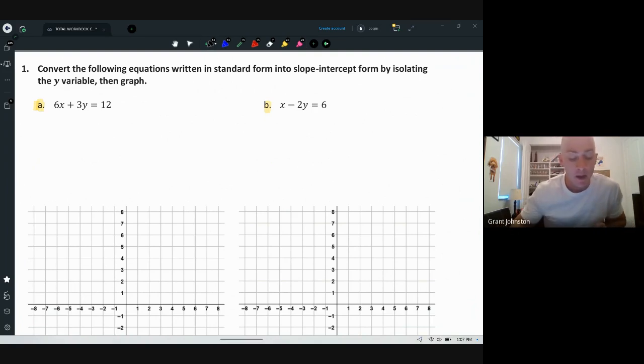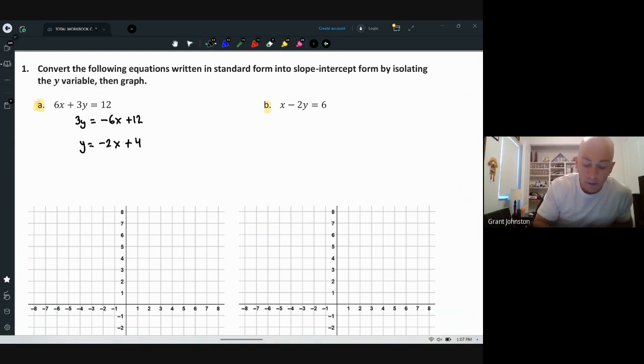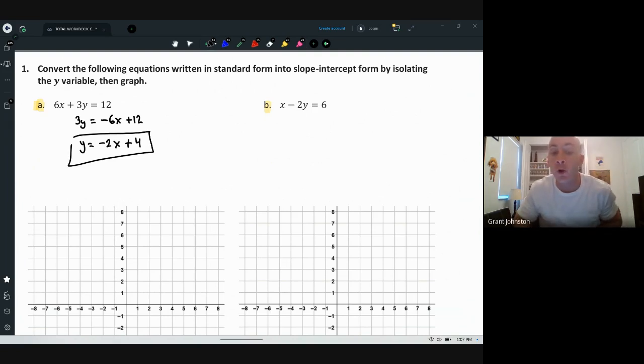You're solving for y. So on A, if I'm solving for y, I would subtract 6x from both sides. So I'm going to have 3y, and then a negative 6x on this side after I subtract 6x, and then plus 12 there. Then divide by 3. I'm going to have y equals negative 6 divided by 3 is negative 2. 12 divided by 3 is 4. So there we go. It's converted into slope-intercept form.